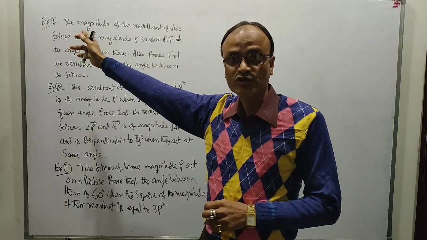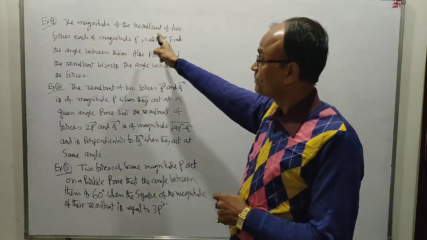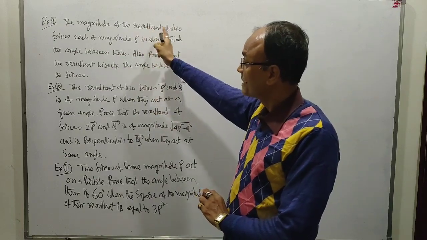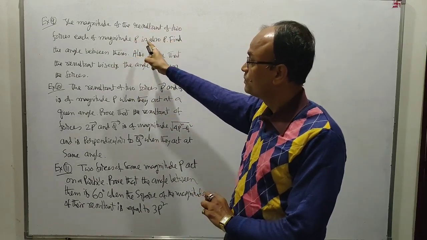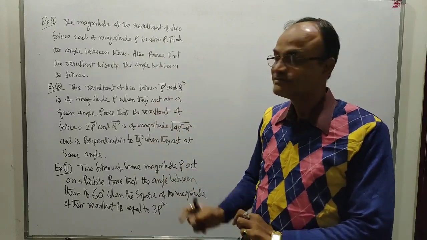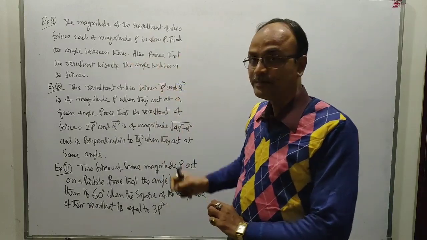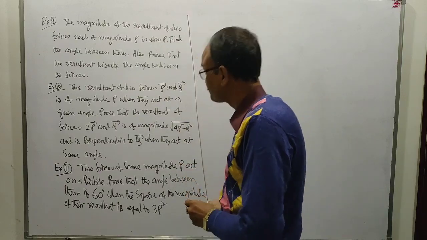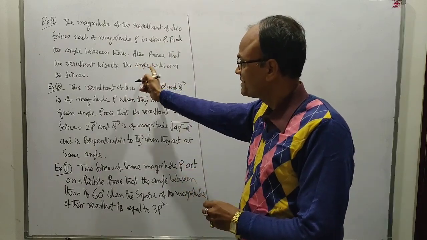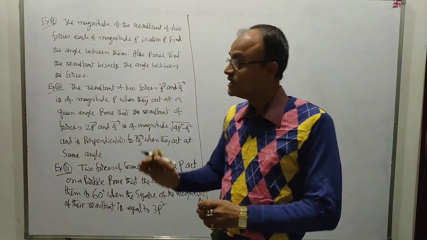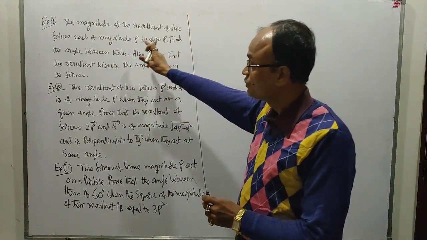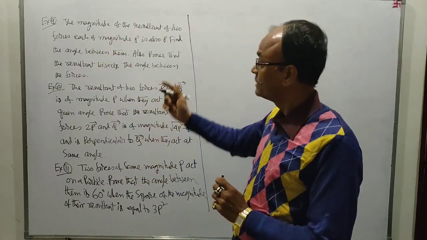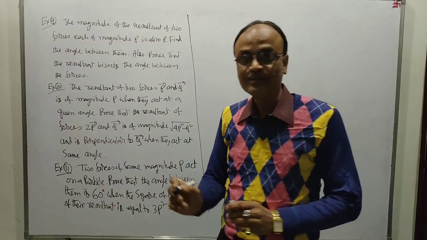What is question number 9, you see? The magnitude of the resultant of two forces, each of magnitude P, is also P. Find the angle between them. Also prove that the resultant bisects the angle between the forces. The magnitudes of the two forces and their resultant are given. We have to find the angle between them.